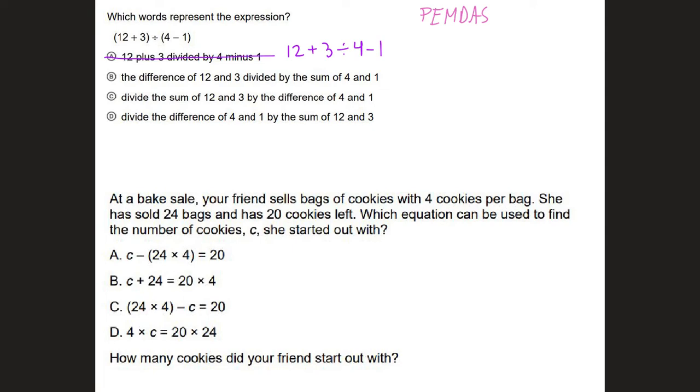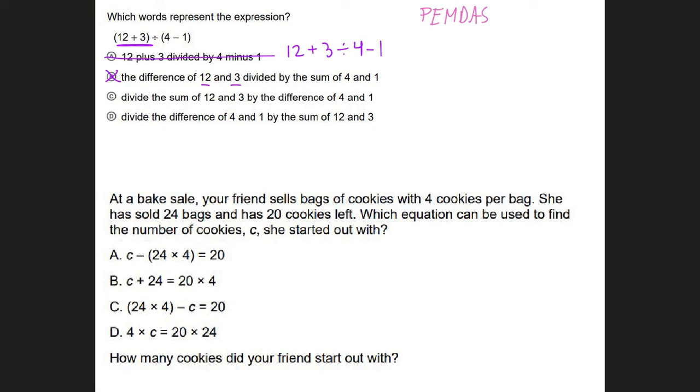The difference of 12 and 3? No, that's not the difference. It would be the sum, because the difference is related to subtraction. So it's already wrong. I'm already crossing it out. I don't want to think about it anymore. C, divide the sum of 12 and 3, okay, by the difference of 4 and 1. This sounds right to me.